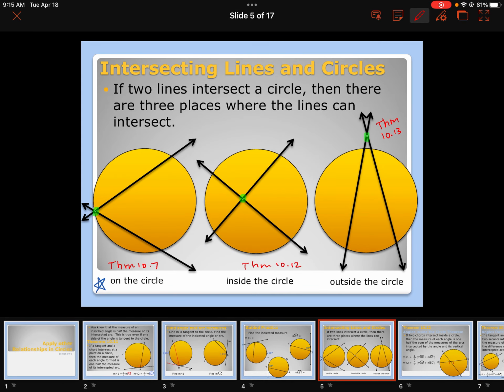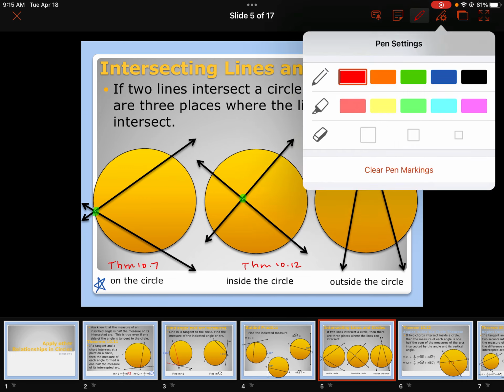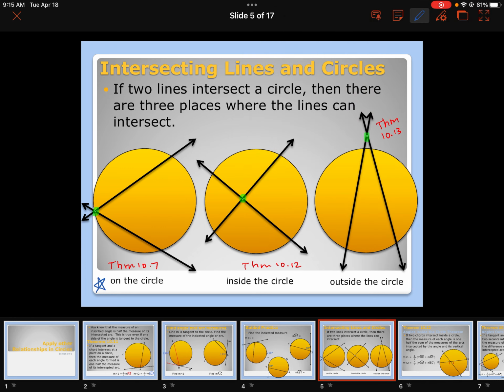This will be our third and final video for section 10.5. Last video we looked at intersecting lines and circles. If you have two lines that intersect on a circle, remember there's three places where those lines can intersect. They could intersect on the circle, and if that happens, we're going to use theorem 10.7, which tells you the measure of an inscribed angle, like that blue one, is half of the measure of its intercepted arc, like that orange one.